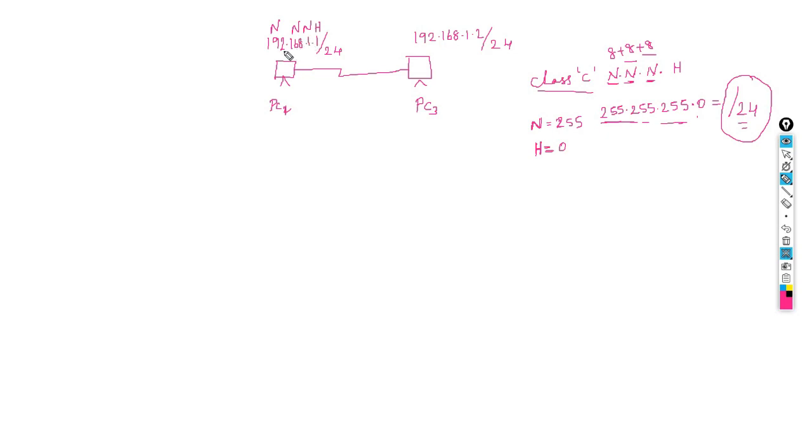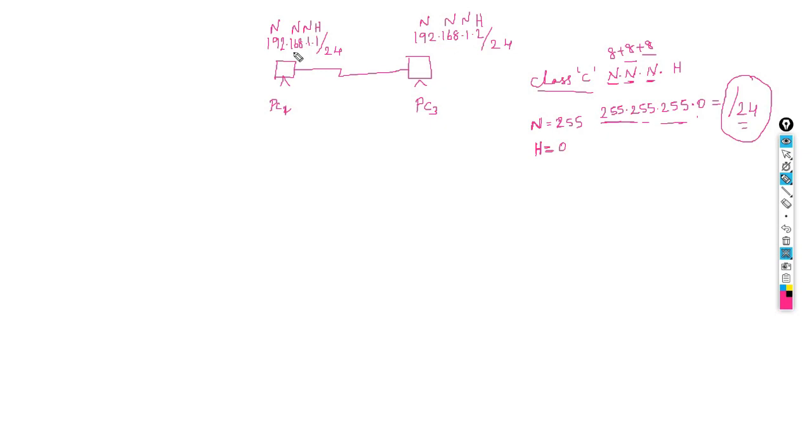If you see here, 192.168.1. Here, this is network, this is network, this is network, this is host. The host does not need to be the same, only the network portion should be the same. So if you see 192.168.1.1 and 192.168.1.2, if you observe carefully, the network portion is the same on both sides.